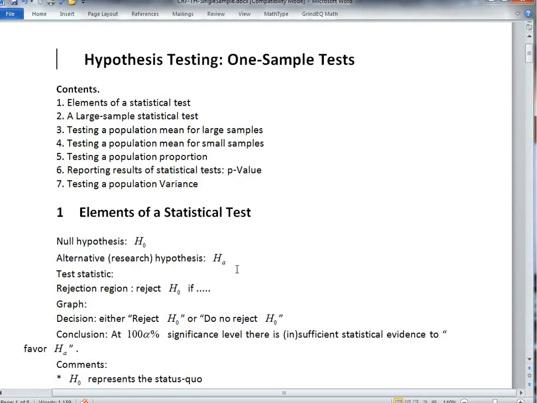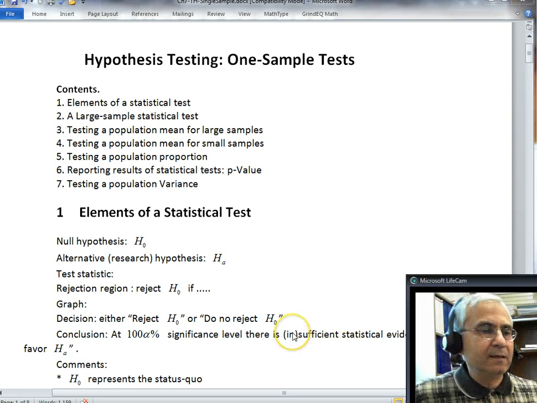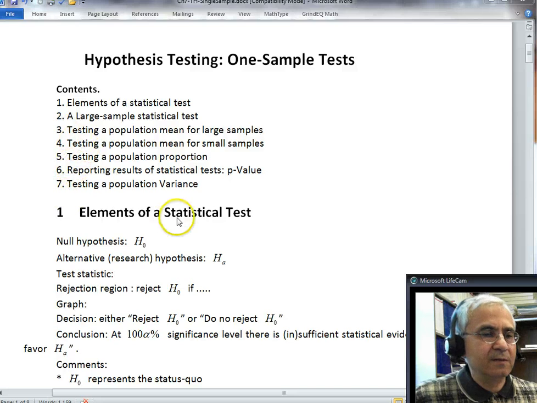Okay, so we're going to talk about hypothesis testing in this lecture, and we're going to focus on one sample tests. We're going to talk about the first two topics here, elements of a statistical test and large sample statistical tests. The rest of these we'll cover in future videos.